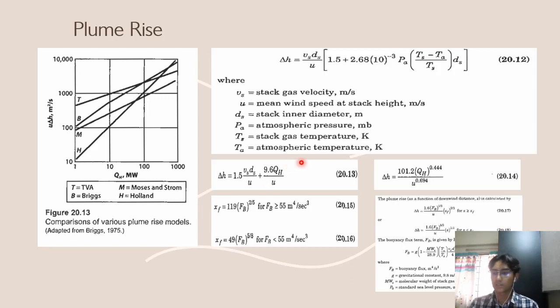Next, the last term of the Holland formula is directly related to heat emission rate. It could also be written as equation 20.13, where QH equals the heat emission rate in megawatts. Then another model with reasonable performance is the modified Concawe formula, which is equation 20.14.